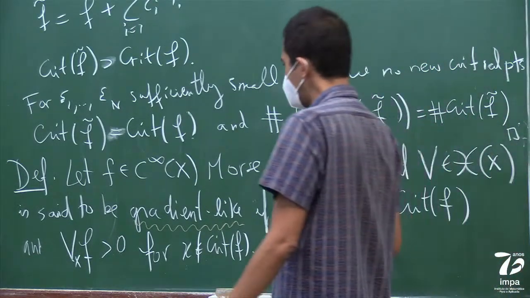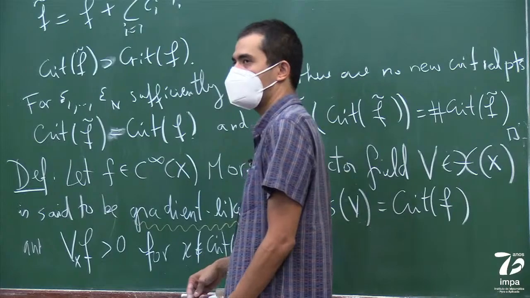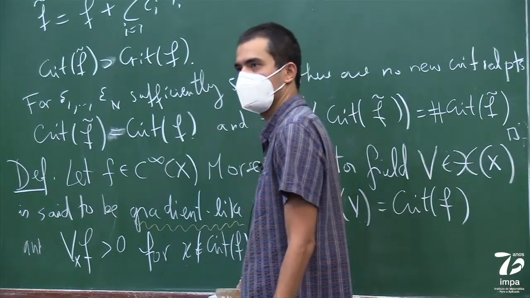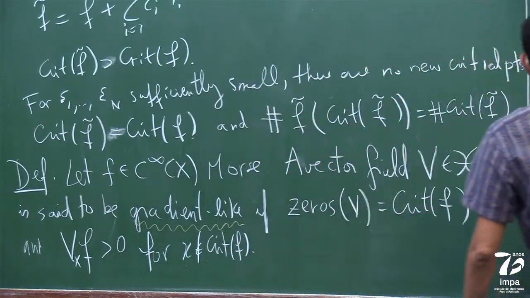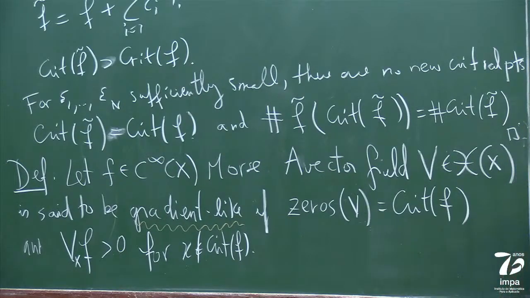One thing that's maybe not completely obvious is that gradient-like vector fields exist. They do exist, and it's actually not so hard to find one. Namely, you can just choose the gradient of f. But to do that, you have to pick a Riemannian metric. The differential is always a one-form that's well-defined and doesn't depend on anything, but the gradient vector field depends on the choice of a Riemannian metric.